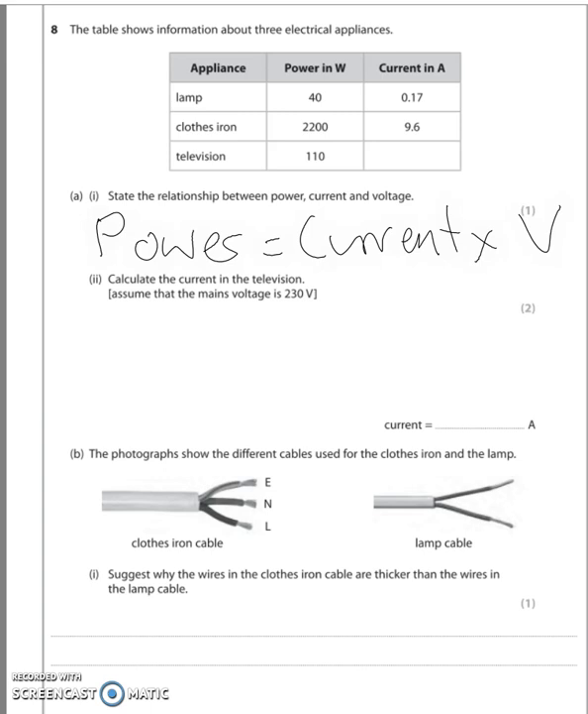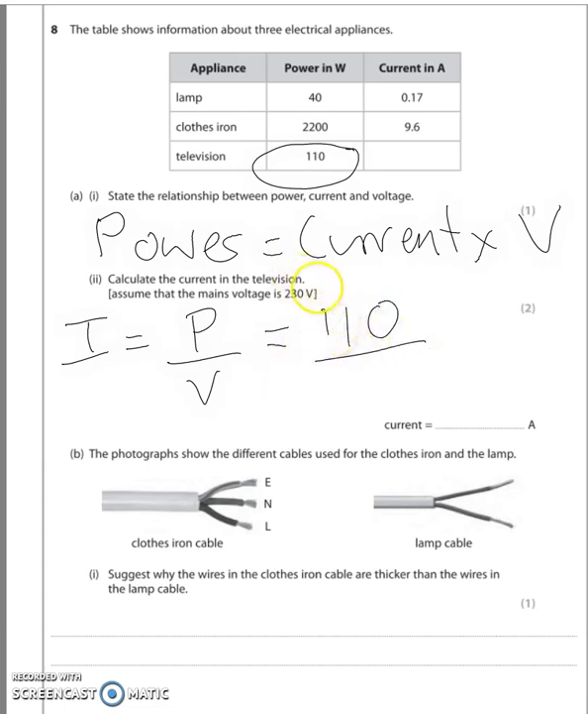Calculate the current in the television. And we're assuming that mains voltage is 230 volts, so they're not expecting you to know that. So you need to rearrange the equation. So current equals power divided by voltage. You don't get marks just for that, but you do get marks for putting the numbers in the right place. The power you're getting from the table at the top, so it's 110. The voltage you're getting from the question, 230. So the answer is 0.48. And I've already given you the unit, which is amps.